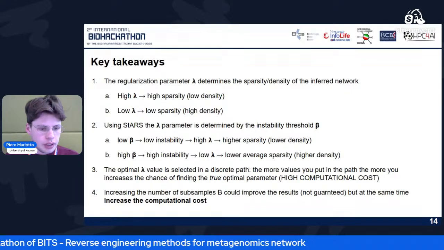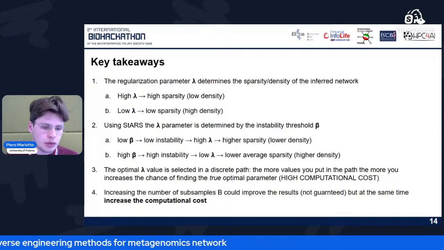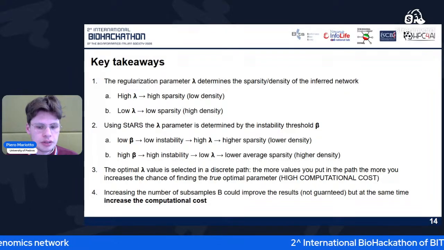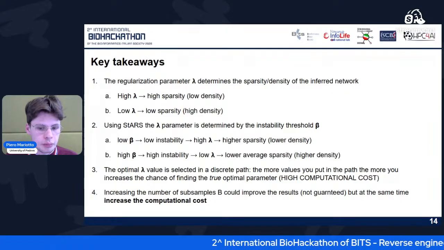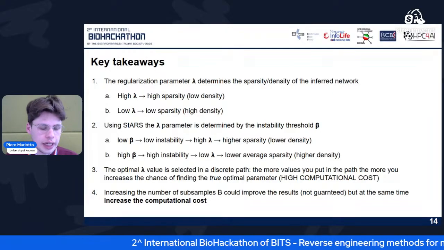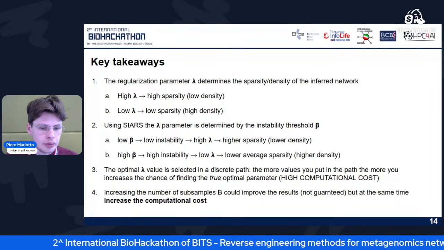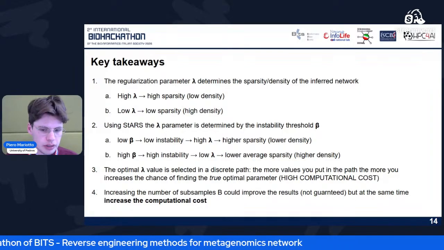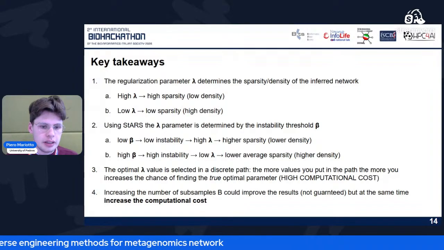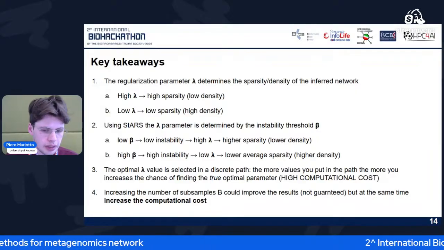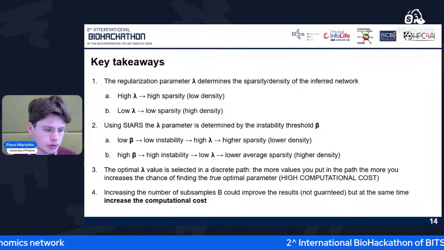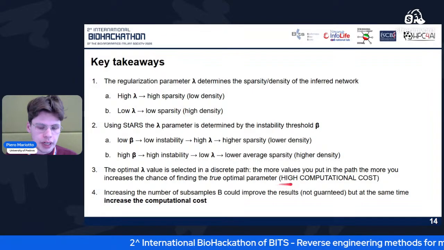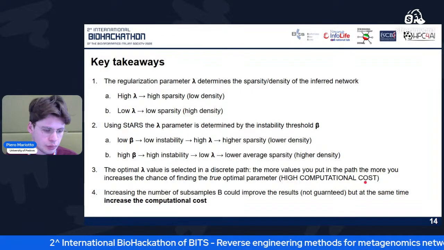Then a very quick observation, the fact that, as we said before, the lambda values are selected along a discrete path. So the more values you put in this path, the more likely you are to end up near or selecting the true optimal parameters. Of course, this is not a guarantee, but it is less likely that you will skip over the true optimal parameter just because of discrete steps. But remember that the more values of lambda that you test, the higher the computational cost.